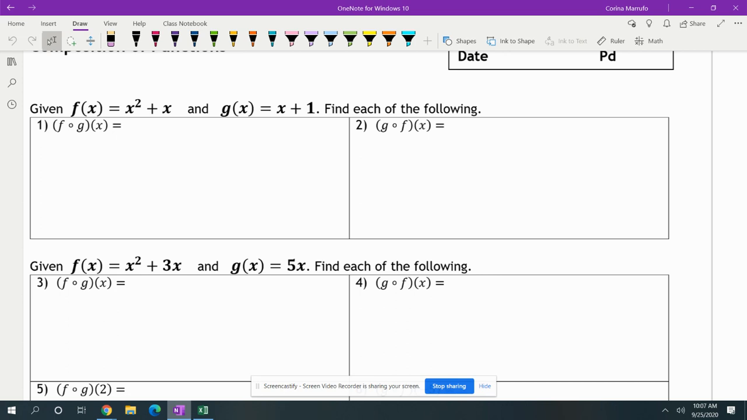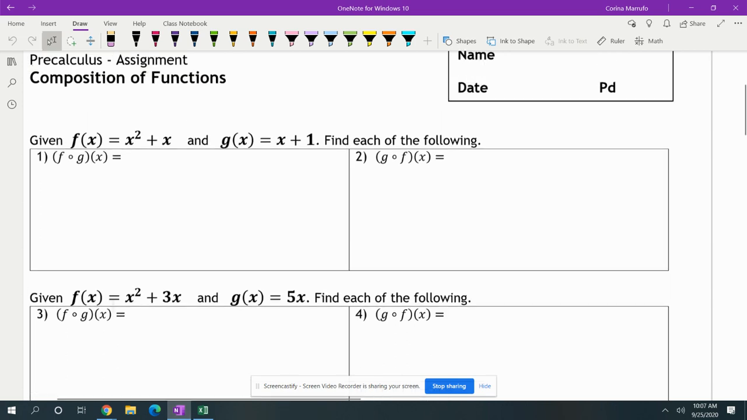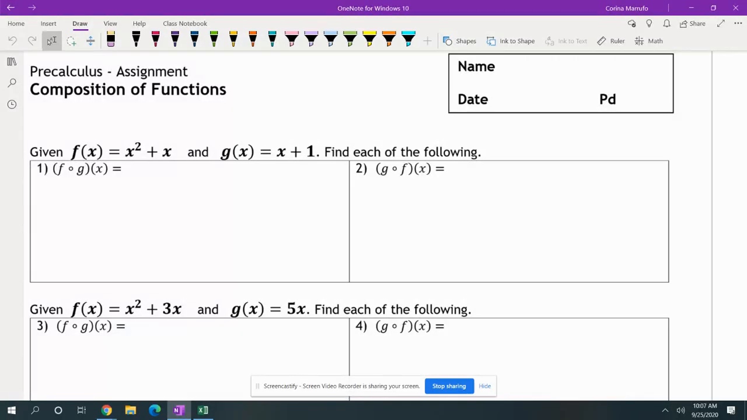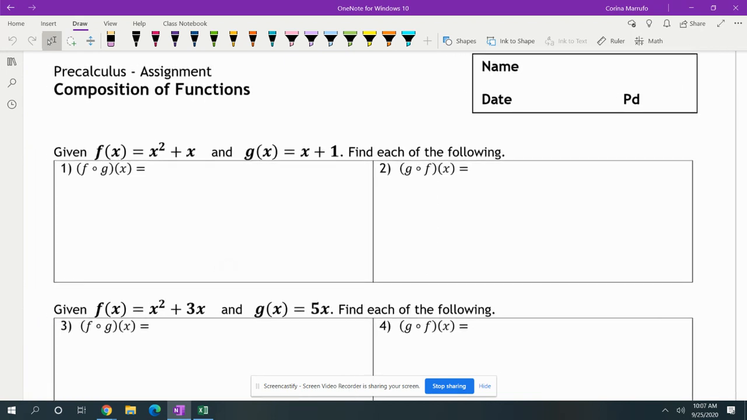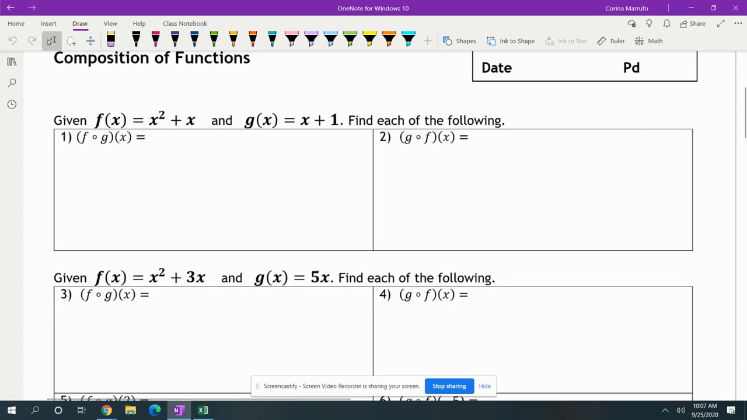All right, so next we are going to be covering compositions of functions. So f of x equals x squared plus x and g of x equals x plus 1. Find each of the following. So this is f composite g of x. What they want us to do is take the f function and plug in the g function.